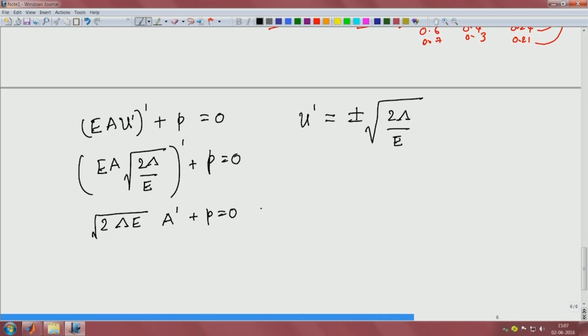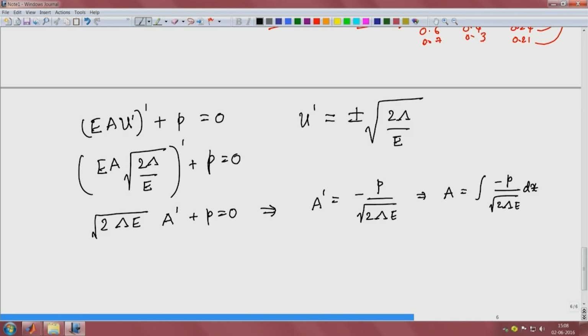Okay. How do you find area? We simply integrate, right. So, I can write A prime is minus p divided by square root of 2 lambda E, and I can integrate to get A, which is the integral of minus p by square root of 2 lambda E, actually not a definite, an indefinite integral here, dx, okay, because A is a function, right.